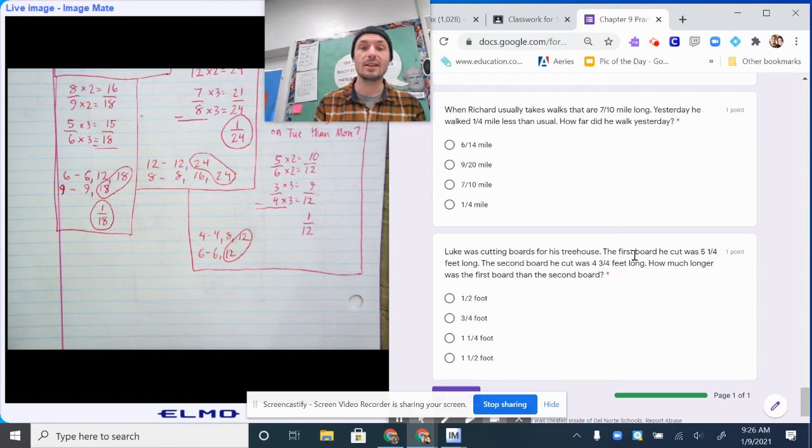When Richard usually takes walks, that sentence doesn't make sense. The word when should not be there. Richard usually takes walks that are 7/10 mile long. Yesterday, he walked 1/4 mile less than usual. How far did he walk yesterday?